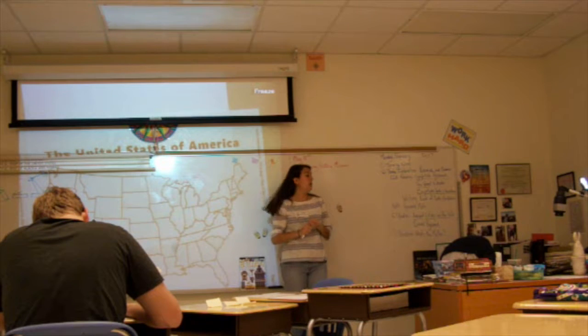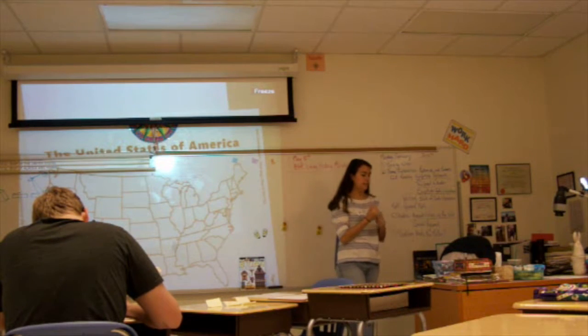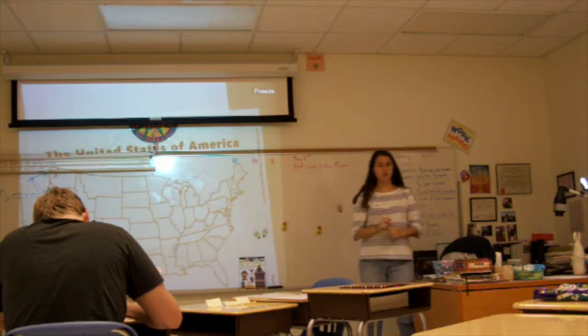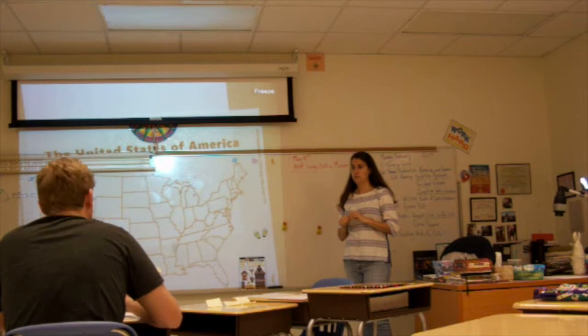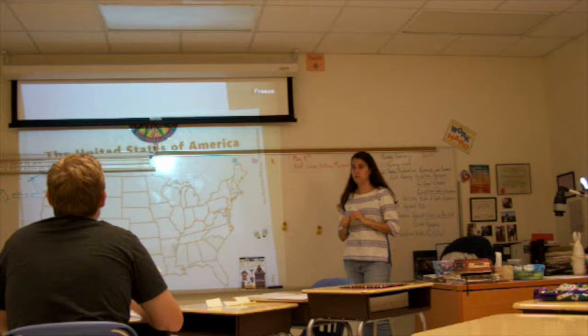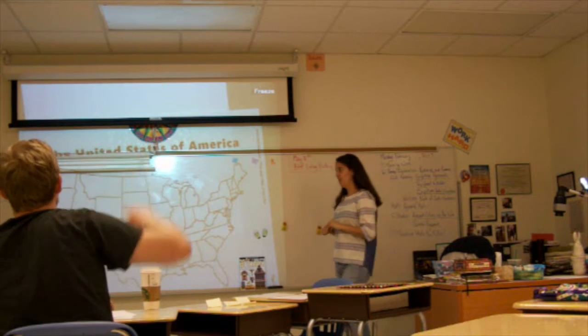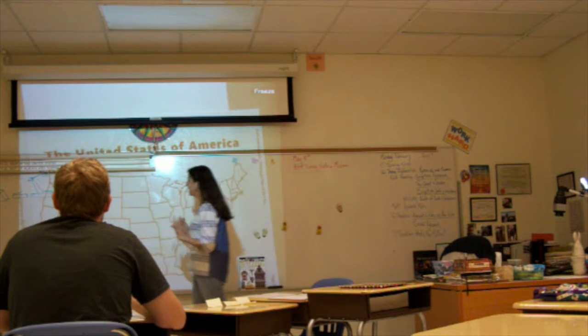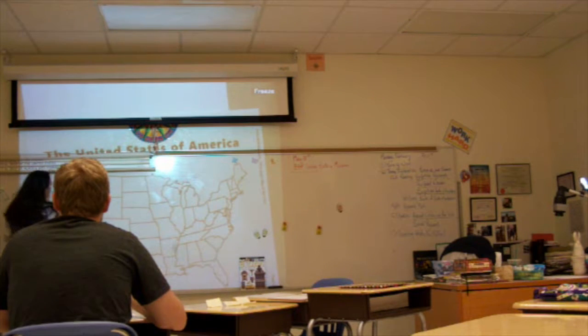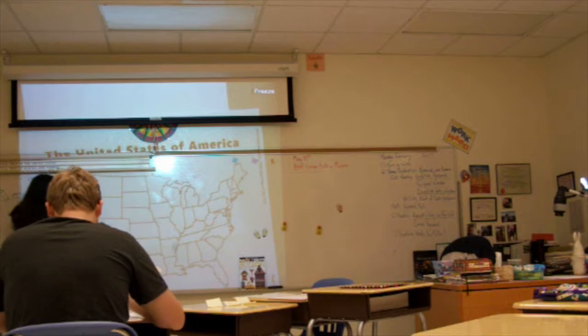Can somebody tell me, now we're going on to the Rocky Mountains. Do we know where the Rocky Mountains are? Yes, Shaw? The west side of the United States. Right, so the Rocky Mountains started right about here and went all the way down, right? So you can make it however you want.